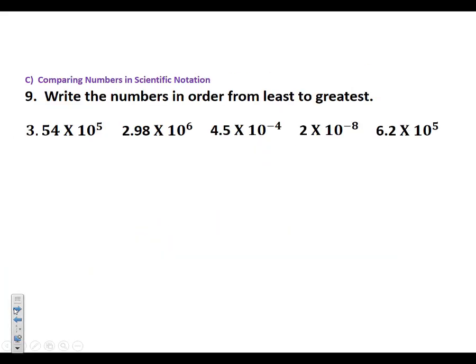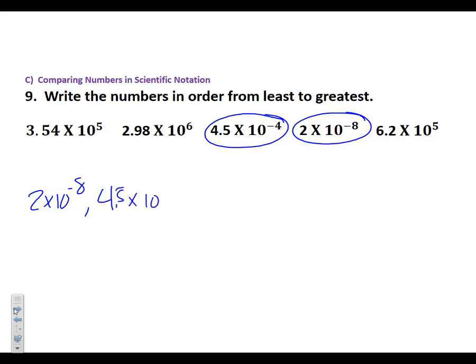Comparing numbers written in scientific notation. Writing the numbers in order from least to greatest. The first thing I'm going to look at, if I want the least, is the one with the largest negative number in the exponent. In other words, this negative 8, because this number is going to be a big old honking decimal. So that one's going to be the smallest one, 2 times 10 to the negative 8. Then the next negative number, we only have one more, is 4.5 times 10 to the negative fourth. Okay, so that's the easy part.